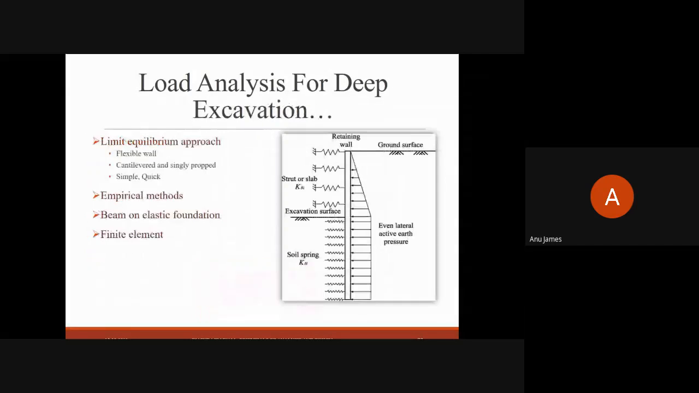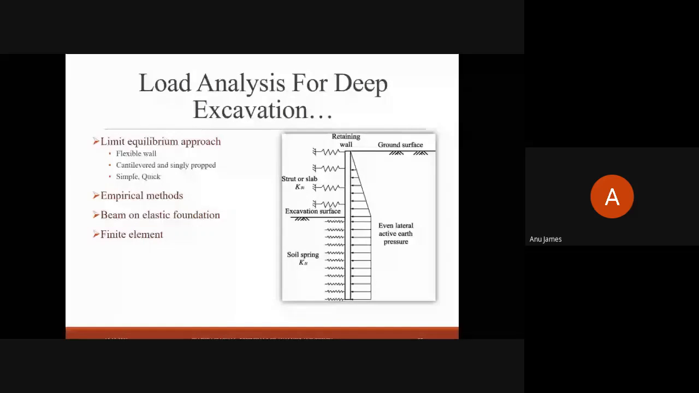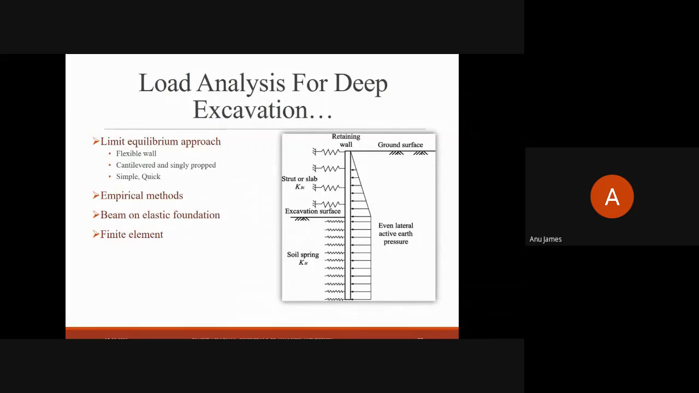As the classical method, we can adopt the limit equilibrium approach. This is the simplest and quickest method, but this is not feasible for a rigid, deeply embedded diaphragm wall system. This can be utilized only to compute the excavation-induced properties of a cantilevered or a singly propped wall. And this cannot integrate soil structure interaction characteristics, and also cannot calculate excavation-induced deformations.